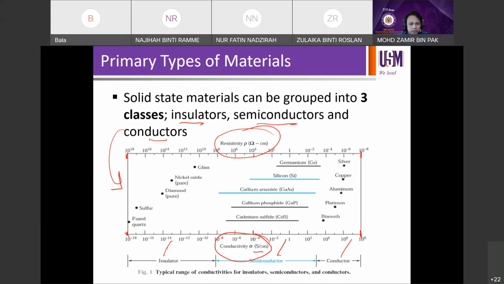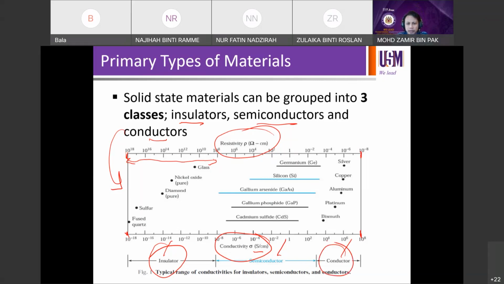If you talk about insulators on the far left, it's obvious that the resistivity is very high, in the range of 10 to the 8 up to 10 to the 18 ohm cm. And then if you invert that, the conductivity is very, very small, from 10 to the minus 18 to 10 to the minus 10, right? 0.000 many zeros up to that level. Examples of insulator materials are fused quartz, diamond, quartz, glass, nickel oxide, and many more, sulfur, right?